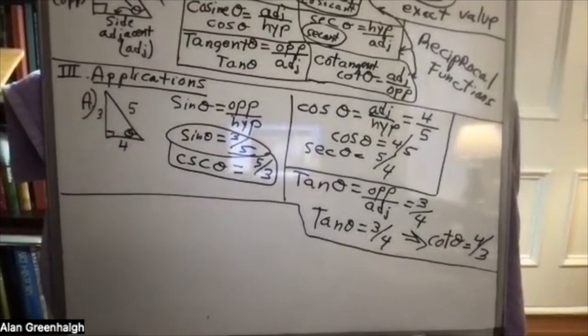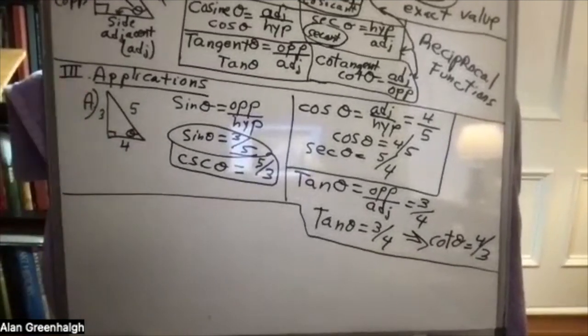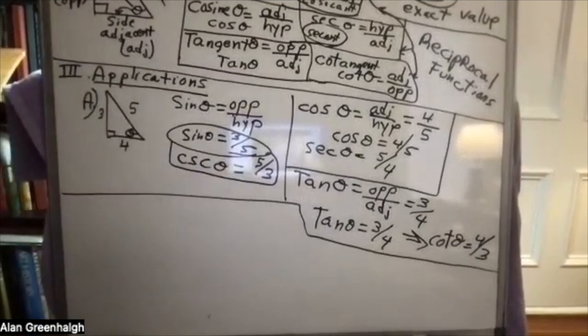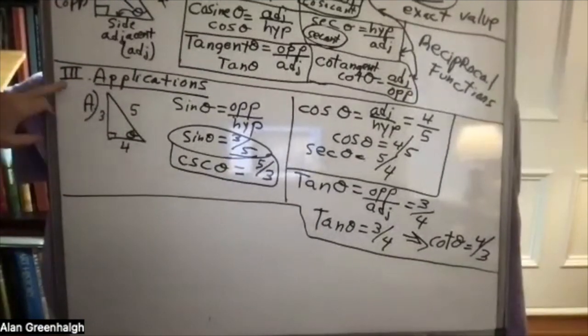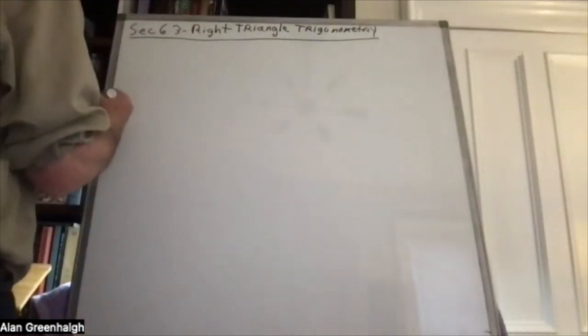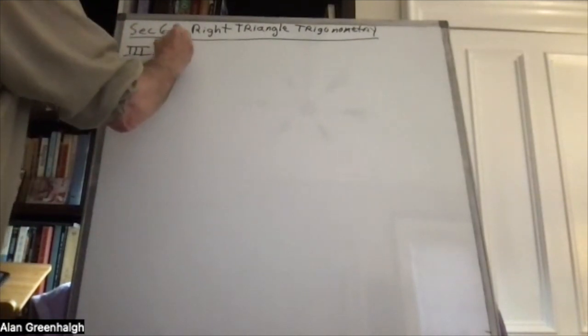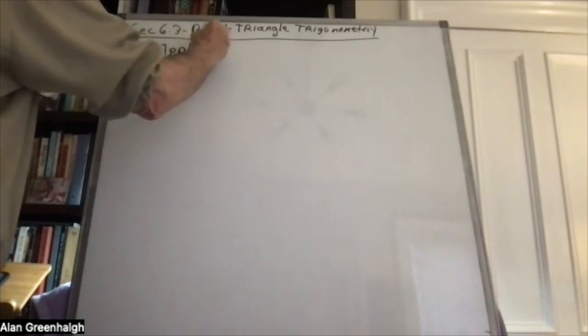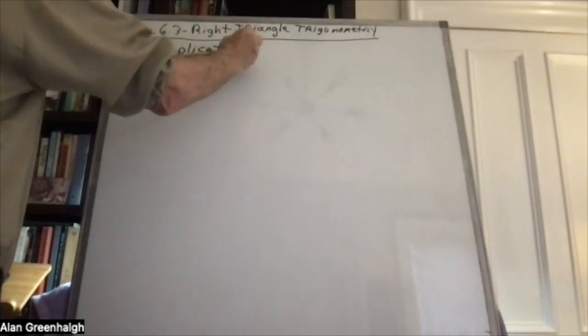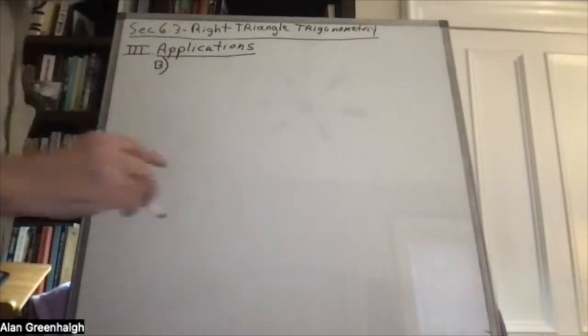The only problem is I don't want to squeeze it into such a small space here. So I'm going to erase all of this and we'll go up on top with Roman numeral 3. We're still doing applications, but we're up to part B. This is what the problem would say.